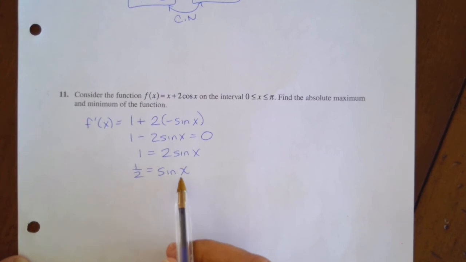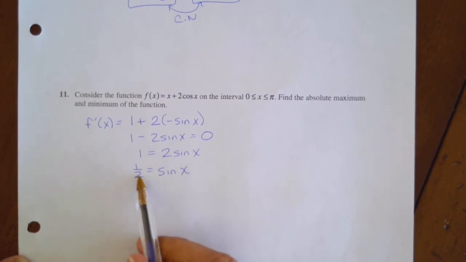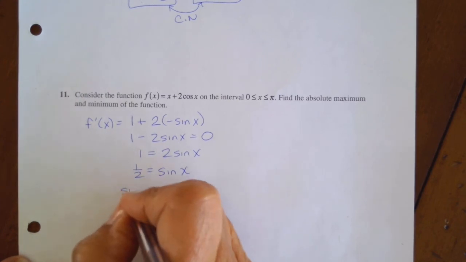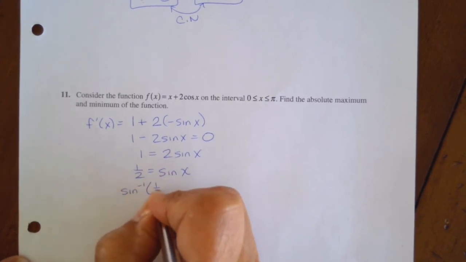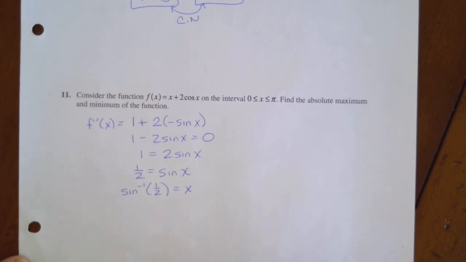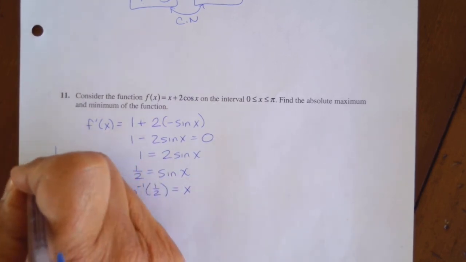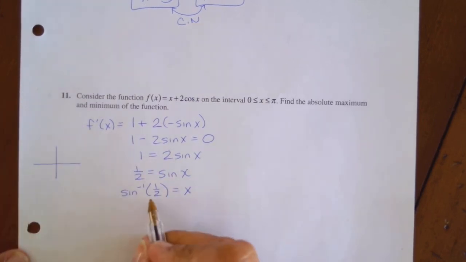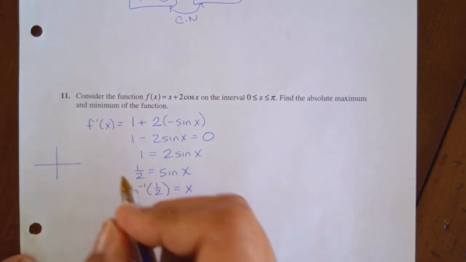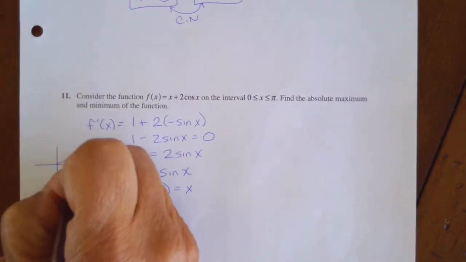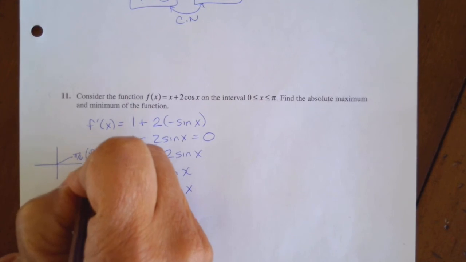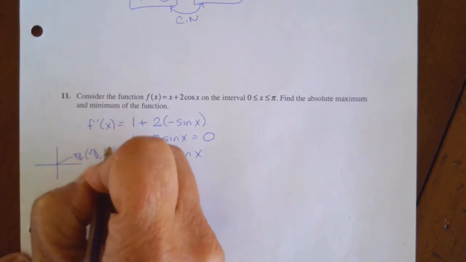All right, so remember, we're looking for the angle. This is the angle, this is the ratio. So to find the angle, we're going to take the inverse of each side. All right, so remember your unit circle. Where on the unit circle is the sine equal to 1/2? Okay, the sine is the y value. So that would be over here at pi over 6. Remember, that's the square root of 3 over 2, 1/2.